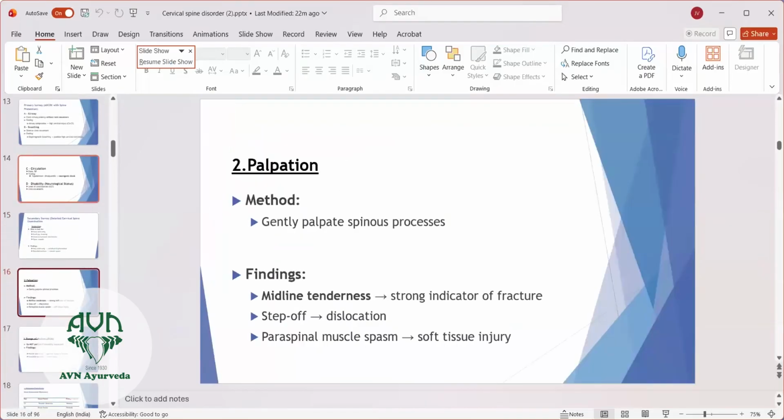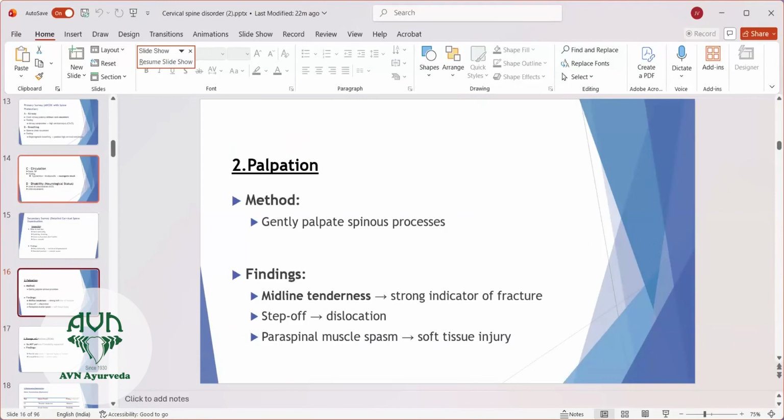Then we have darshana, prashana, sparshana. We have to do this sparshana, or palpation. The method: gently palpate the spinous process. A very gentle approach we have to take. What are the findings we have to get? We have to keep in mind whether midline tenderness is there or not.